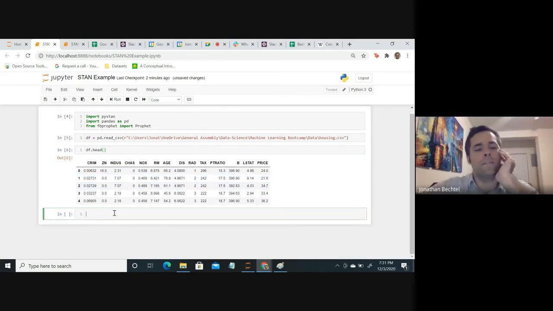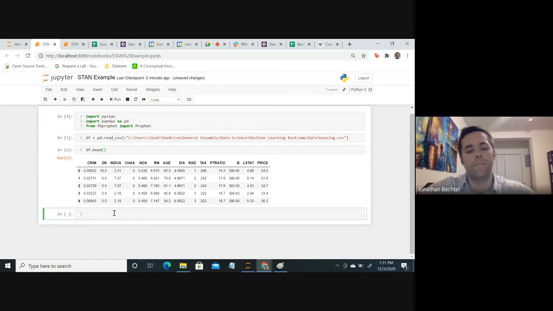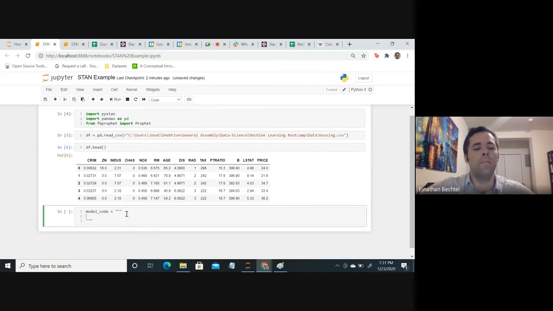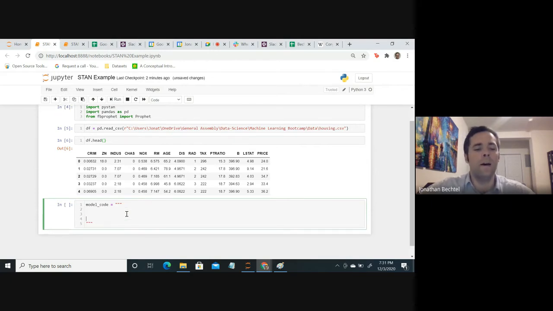So the idea is, let's take a quick look. This is what we did last week. Setting up these models in Stan is kind of alien. It's Python in name only, because you set up all of your model parameters as a string.